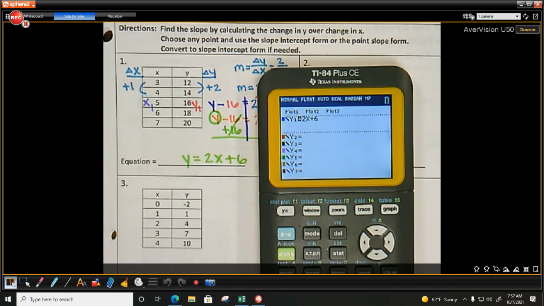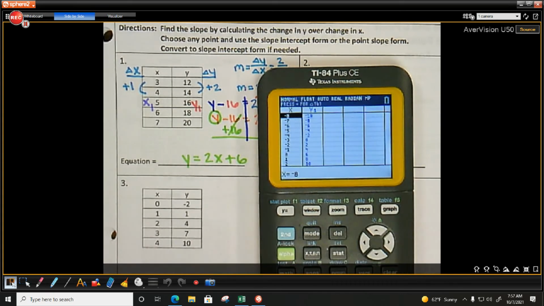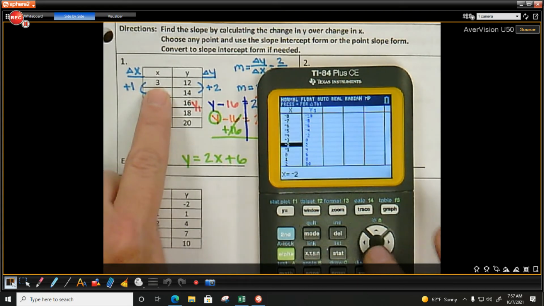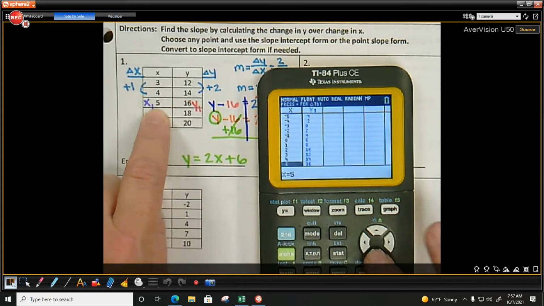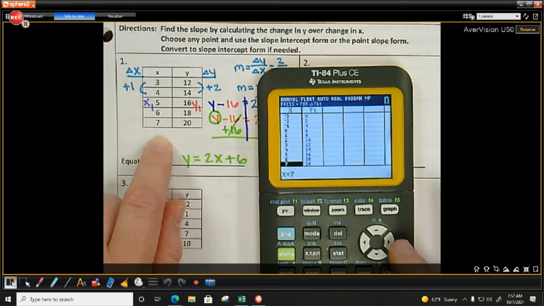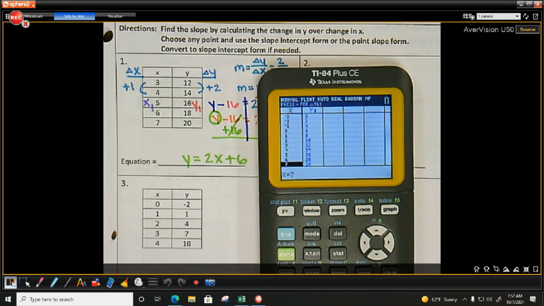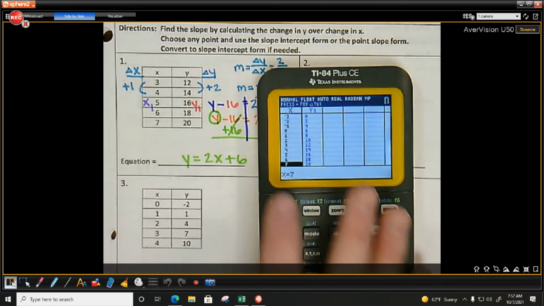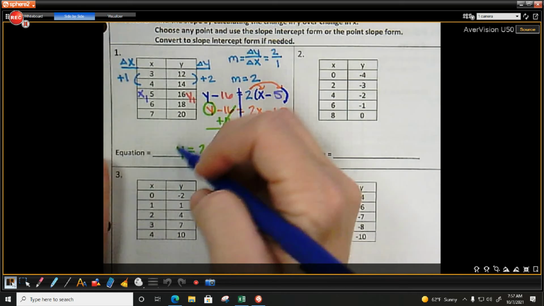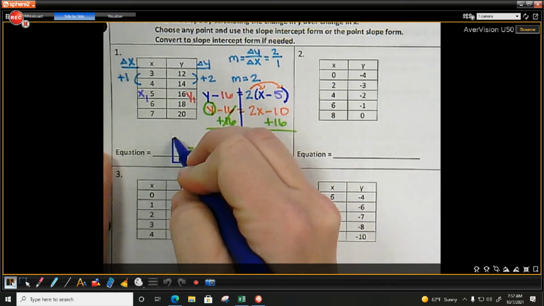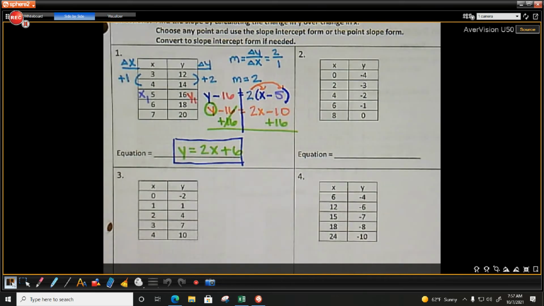So I'm going to pull up the table. Go to 3. 3, 12; 4, 14; 5, 16; 6, 18; and 7, 20. So do all of these points match the points on the graph, on the calculator? Yeah, so my equation is correct. Done. Good?